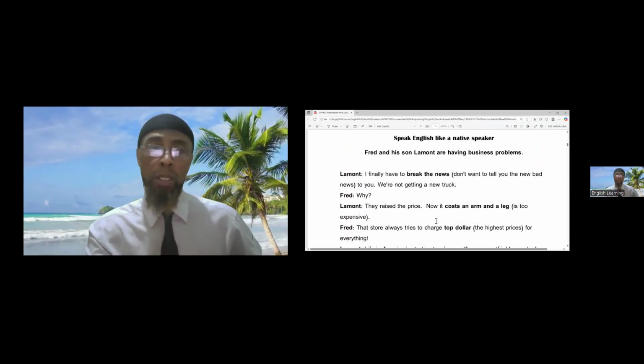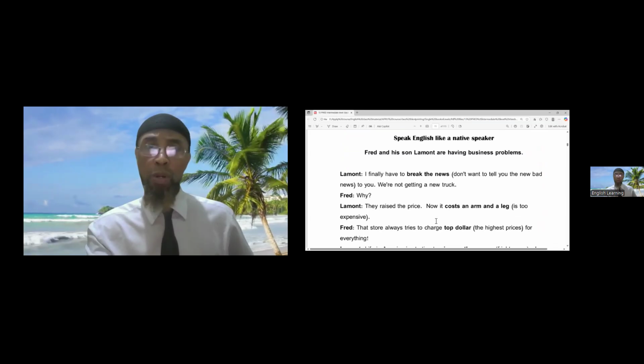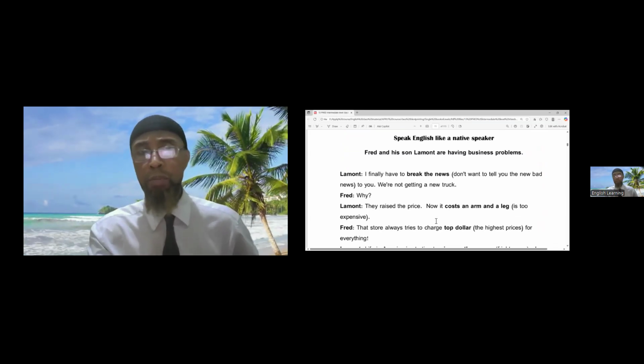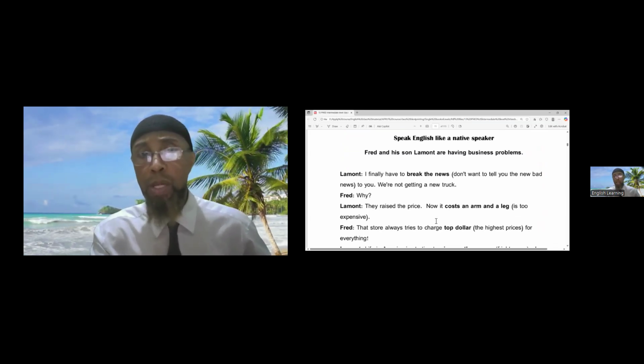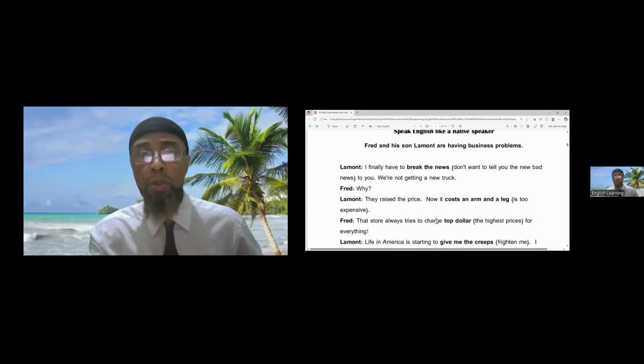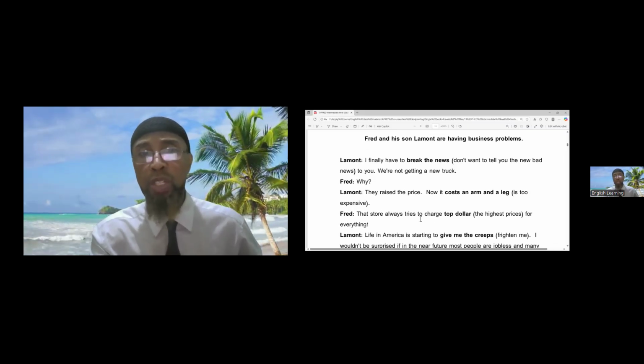All right. So here's the next part of the homework. Speak English like a native speaker. You'll find that the main characters are Fred and his son Lamont. All right, but there are other characters that do come in from time to time. All right, so here you should be learning these expressions and idioms.